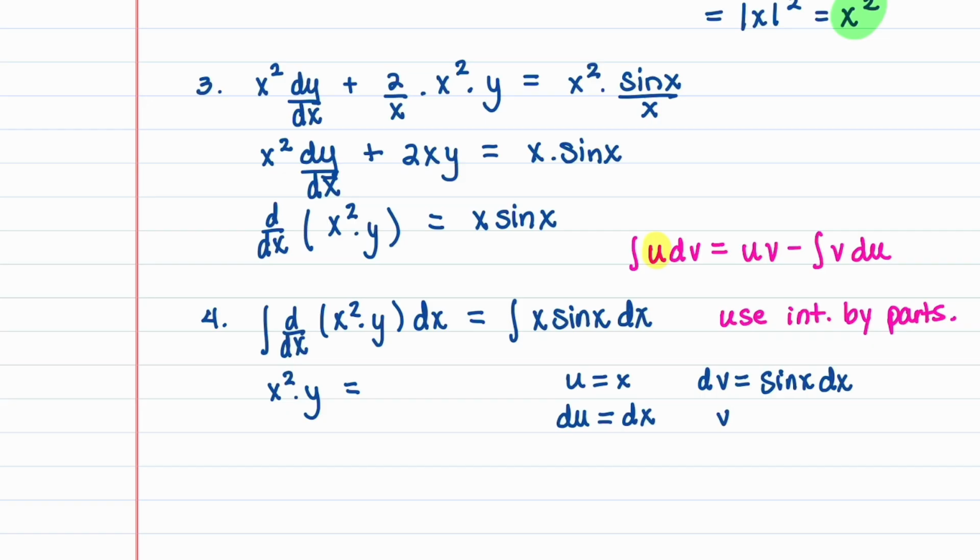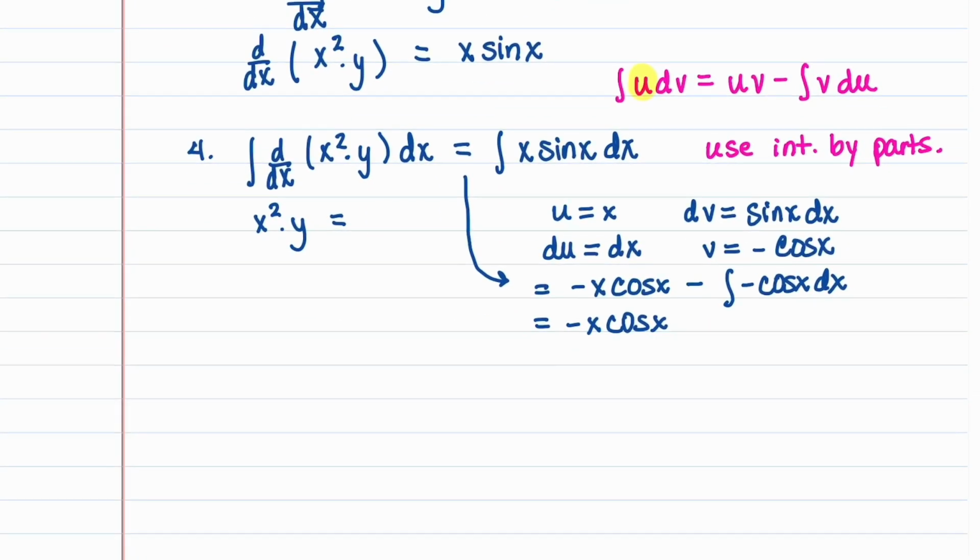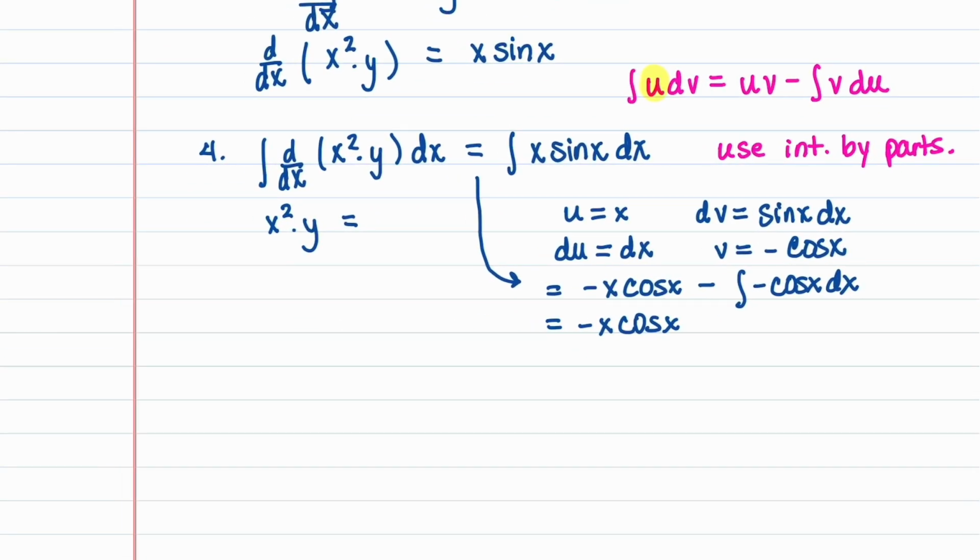And we need v, so let's compute that. It's the integral of sine x, which is minus cosine x. So this integral is u times v, which is minus x cosine x, minus the integral of v du. So that's minus cosine x dx. This becomes minus x cosine x. And then we have plus the integral of cosine. The integral of cosine is sine. So we have a plus sine x. And then we're going to add on our plus c.